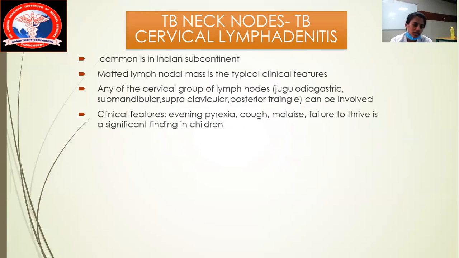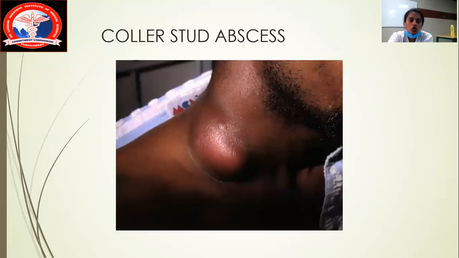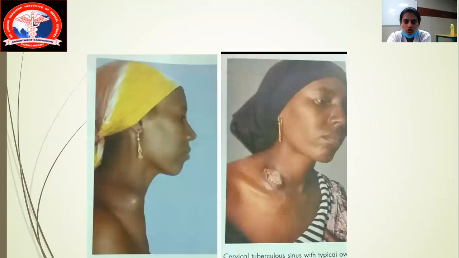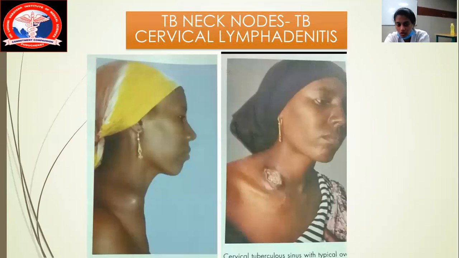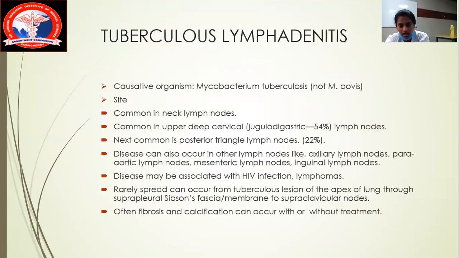As usual, clinical features are pyrexia, cough and malaise, and the patient also gives a history of loss of weight and loss of appetite. In children, we can always appreciate failure to thrive. Collar stud abscess is the most commonly seen one. Usually the final stage is the sinus.